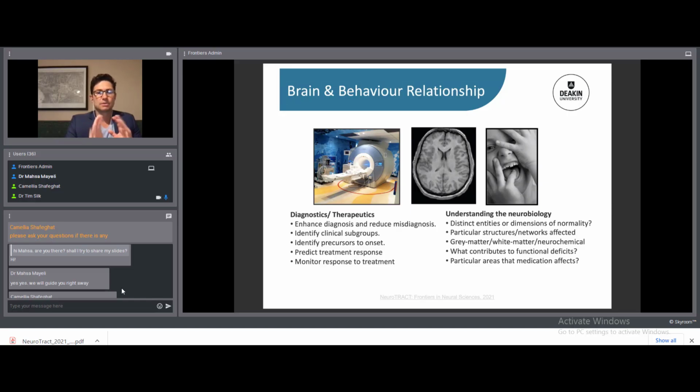And some of these are happening at a research level, on a large group level, but not yet on an individual basis. But what we can do is understand a little bit more about the neurobiology. Are these disorders a sort of distinct identity, or do they lie somewhere on a dimension of normality? Is it particular structures or different networks that are involved? Is it within the grey matter, the white matter, or different neurochemicals? What contributes towards the functional deficits that we see in disorders? And is there an effect, either functionally or long-term structurally, of medication? Next slide.